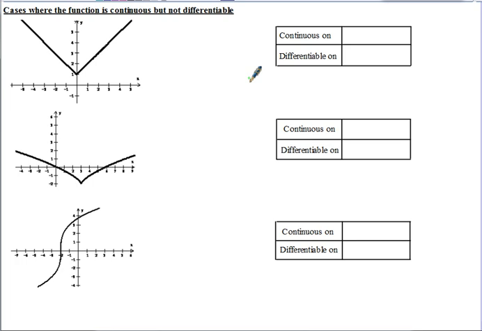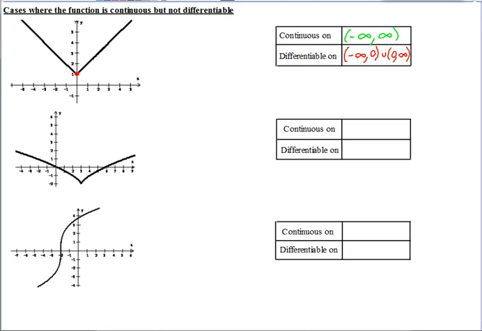So on this one, you can see it's continuous everywhere. It's just like an absolute value graph. It's continuous from -infinity to infinity. And if you take a look, there's one place that's not differentiable, and that's right here. Because right there, how would you know where the tangent line goes, right? There's no way to tell exactly where that goes. So it's differentiable on -infinity to 0, and then 0 to infinity.